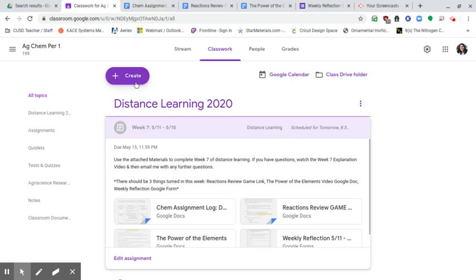Always want to be in classroom, whichever classroom is your classroom, under class work and distance learning 2020. This week is the week of 5/11 to 5/15. You will notice in here it says that we have 3 things to turn in this week: a reactions review game link, the Power of Elements video Google Doc, and a weekly reflections Google form.